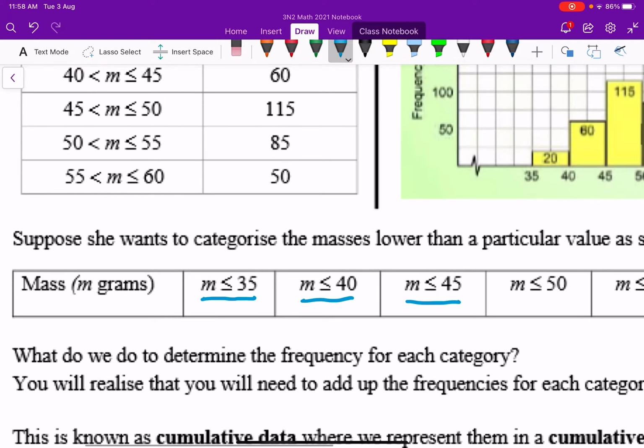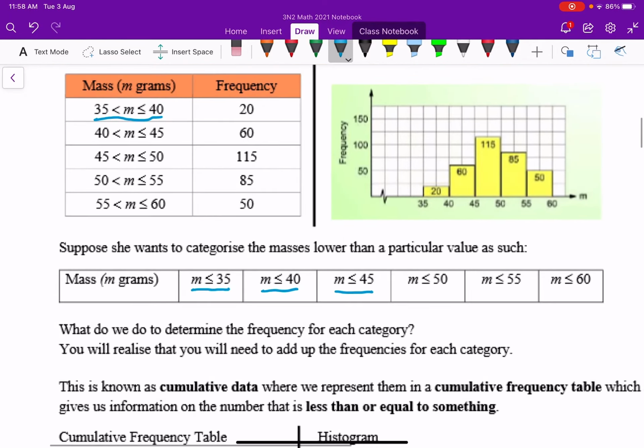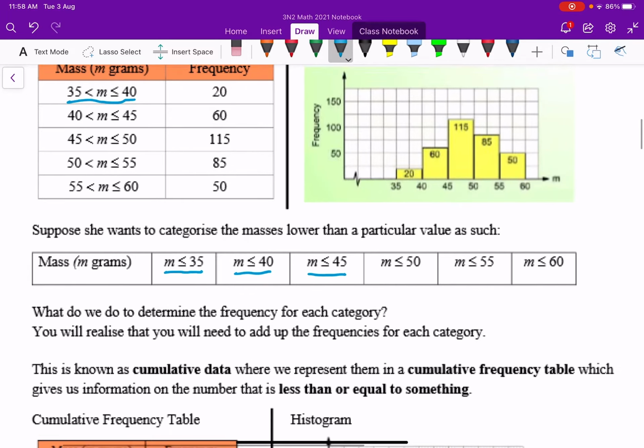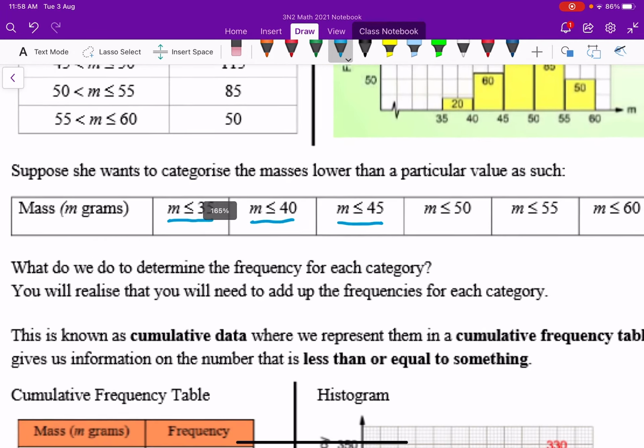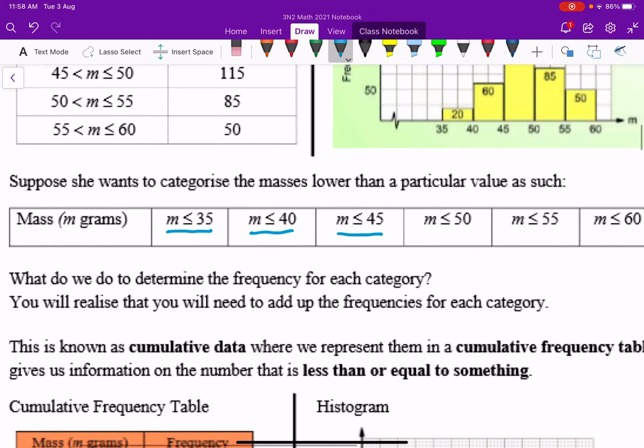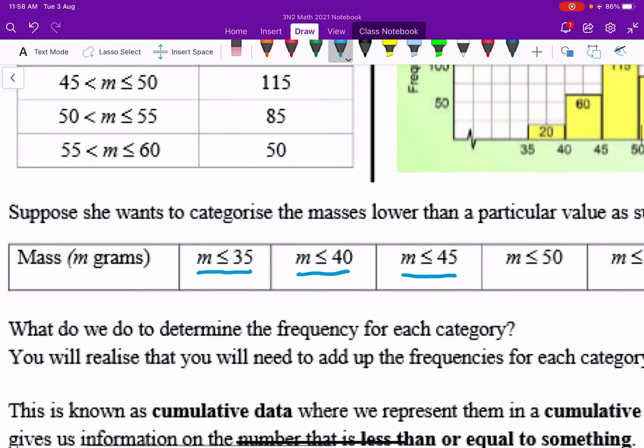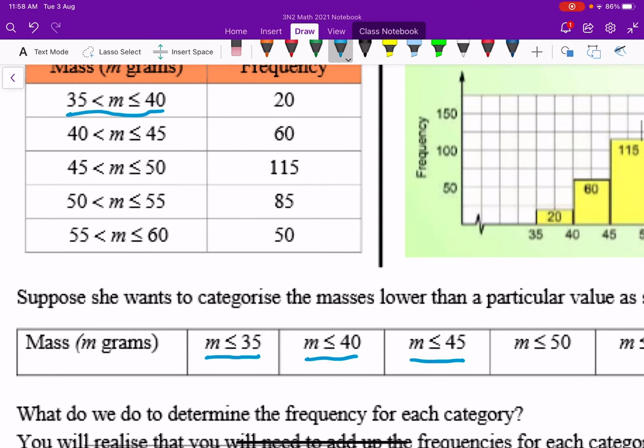Okay, so if she wants to do it this way, how can she do it if she wants to put a table like that? Now, if you want to do that, then you will realize that you have to add up the frequency for each category. Because you look at the first one, how many eggs are there below 35 gram?